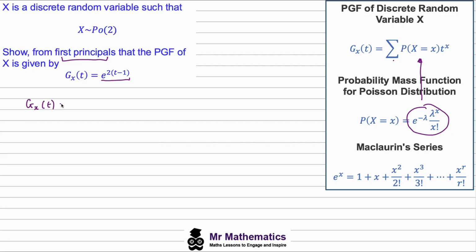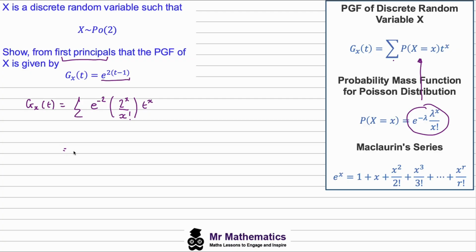So if we substitute this mass function into our probability generating function, then the generating function of x in terms of t will be the sum of e to the minus lambda, and lambda is 2, so e to the negative 2, multiplied by 2 to the power of x over x factorial, and then this is multiplied by t to the x. So we can pull out this e to the negative 2 in front of the summation, because this is just a constant, and then we can let x equal 0, 1, 2, 3, and so on.